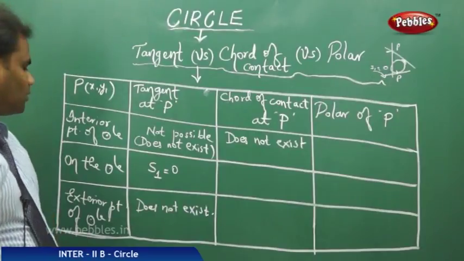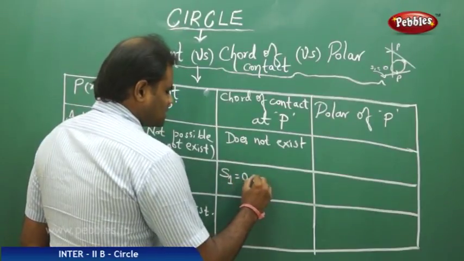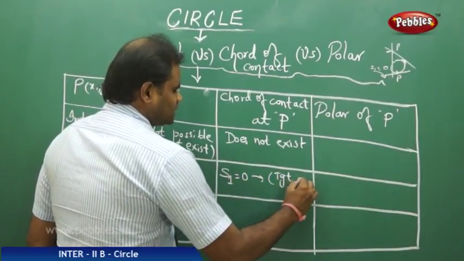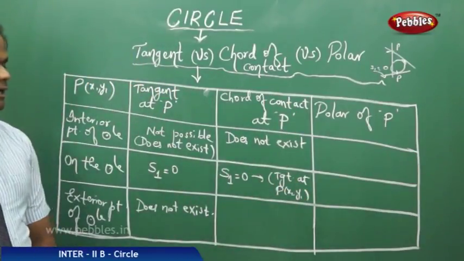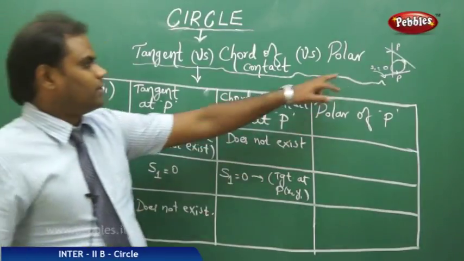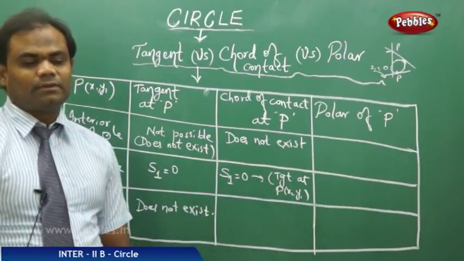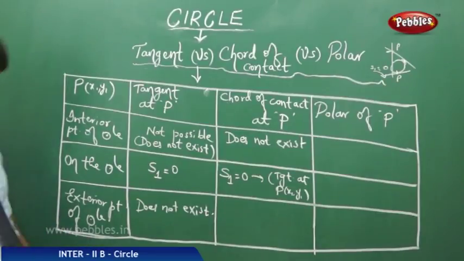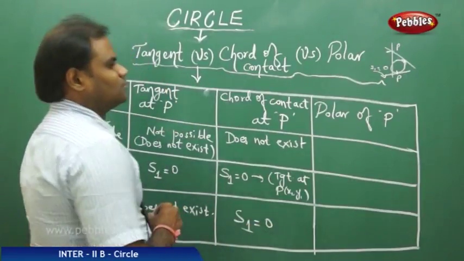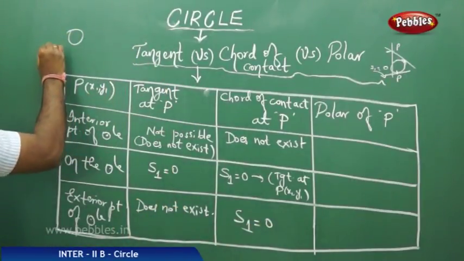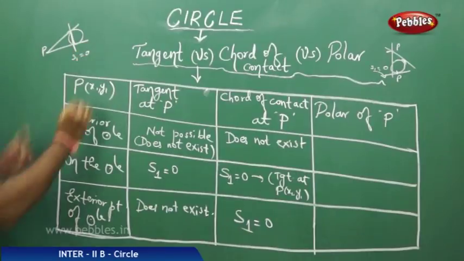And next, the chord of contact of a point on the circle is given by S1 equal to 0, and this is nothing but the tangent at P. The chord of contact and tangent are same at the point P, where we understand the chord of contact at P on the circle is nothing but tangent at that point x1, y1. Similarly, for an exterior point of circle, the chord of contact is given by S1 equal to 0. That is, when I take an exterior point P, I can draw two tangents where this is the chord of contact given by S1 equal to 0.